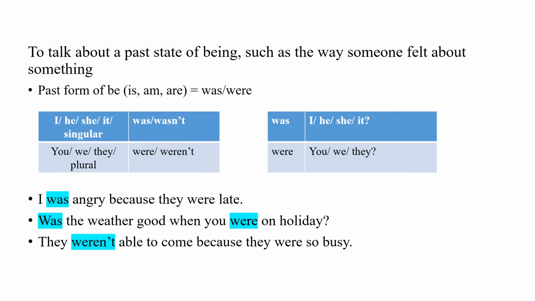A past simple tense also talks about a past state of being, such as the way someone felt about something. For the past forms of be, is, am, are, which are was and were, are used. For example, I was angry because they were late. Was the weather good when you were on holidays? They weren't able to come because they were so busy. In all these examples, we have used the past forms of be, which are was and were.